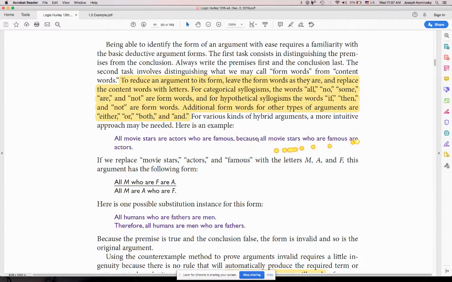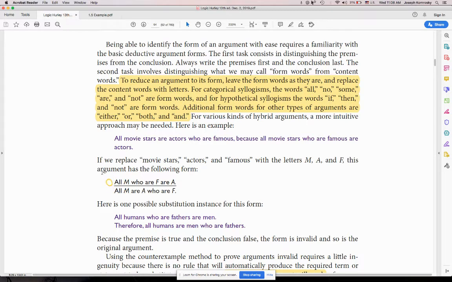Let's strip out all the language. We keep the all, we keep the are, we keep the are. All M, all movie stars who are famous, who are F, are actors, are A. All M who are F are A. And then this is the conclusion. All M are A who are F. So this is just an example of him taking a premise and a conclusion. Again, this is the premise, this is the conclusion. Strip it down to its basic form.